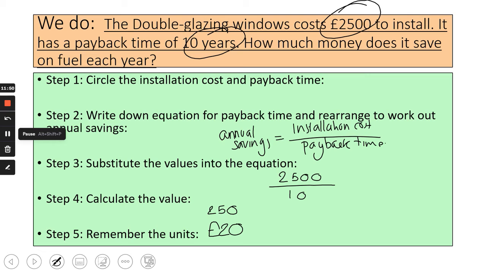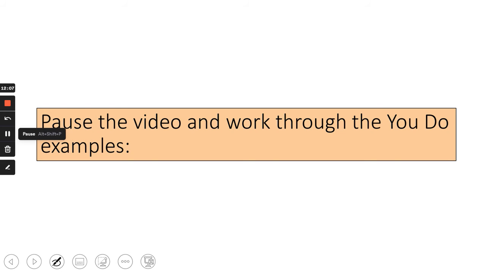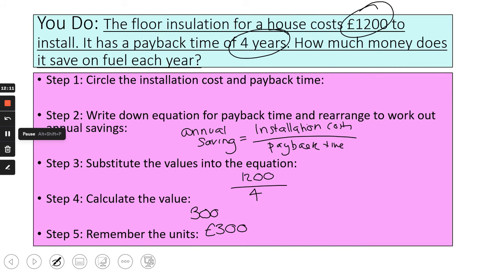Again, you can substitute the answer back into the first equation of payback time equals installation costs over annual savings to see if you've got the answer correct. You now need to pause the video and work your way through the You Do examples. Okay, the floor insulation for a house costs £1,200 to install. It has a payback time of 4 years. How much money does it save on fuel each year?